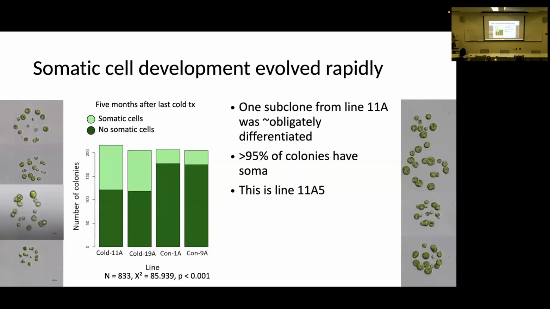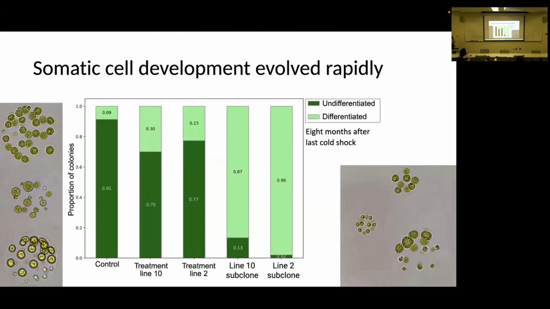And one of the lineages that I subcloned and then propagated was basically obligately differentiated. So more than 95% of the colonies in this lineage have somatic cells. And this is line 11A5, and it remains stable now years after the last time it was cold shocked. And you can see images of them here.